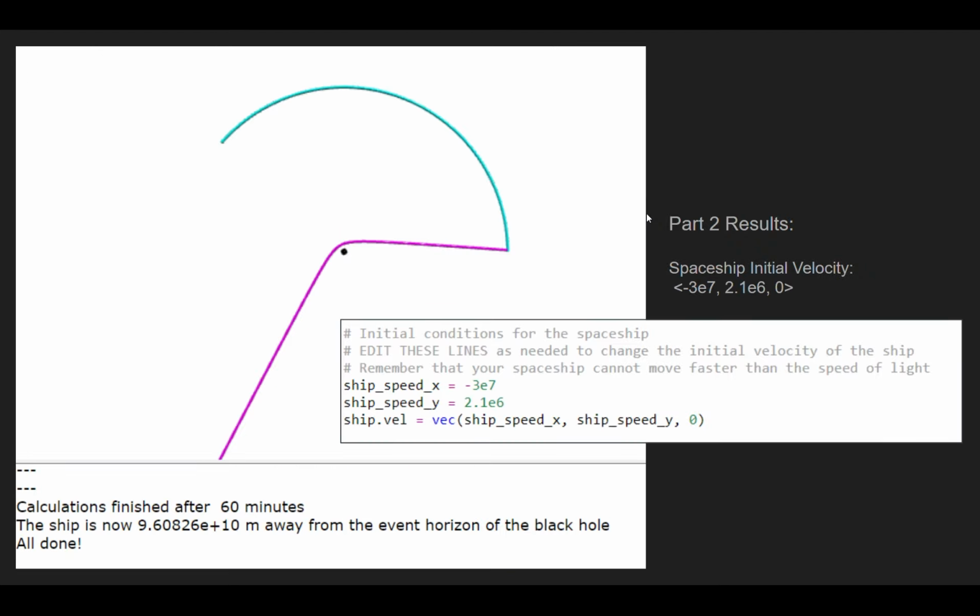Here, after iterating over and over, using trial and error, I deduced that the initial velocity for the spaceship taking off, in order not to crash but to get close to the black hole, for the x component would be -3 times 10 to the 7, and for the y component would be 2.1 times 10 to the 6.